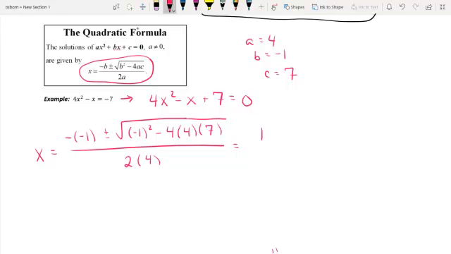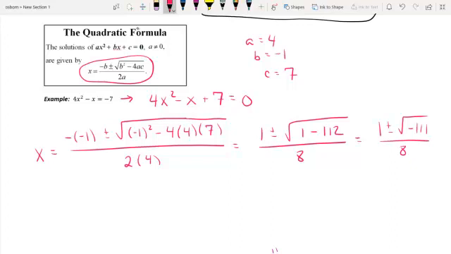This gives me 1 plus or minus the square root of 1, because negative 1 squared would be a positive 1, minus 4 times 4 is 16 times 7 gives me 112. All divided by 2 times 4, which is 8. So I end up with 1 plus or minus the square root of negative 111 over 8.